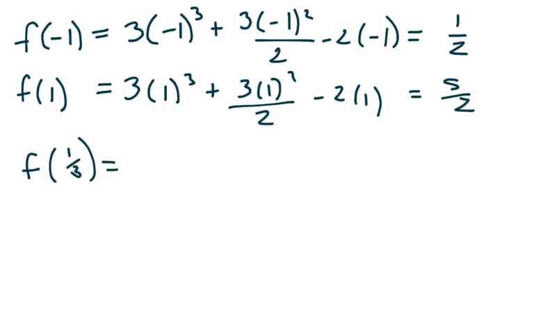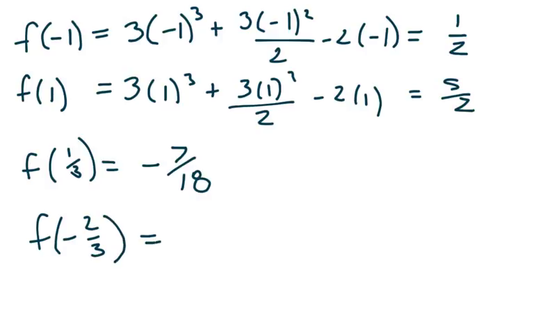Now I test the function value at each critical point. So at 1/3, you follow the same procedure, and it comes out to be -7/18. And if we test f of -2/3, we get a function value of 10/9.